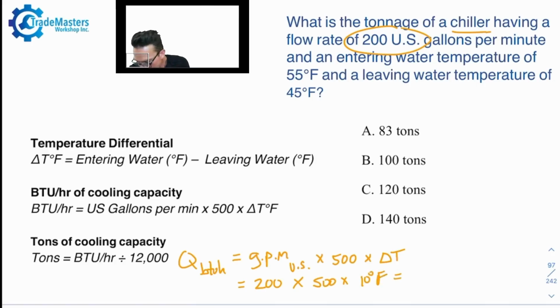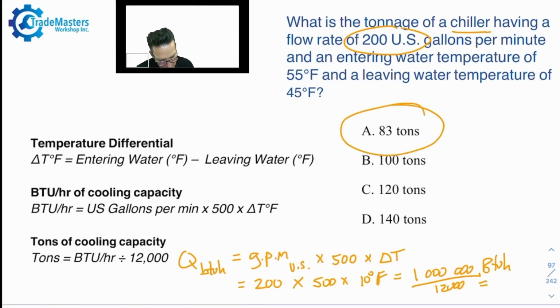Okay, so we'll quickly multiply all that out. 200 times 500 times 10, and we end up with 1 million BTUH. But our question's asking about the tonnage. Well, we need 12,000 BTUs per hour for every ton. So I'll just take that number, divide by 12,000, and see what the answer is. So divide by 12,000, and you end up with 83 tons. In fact, I calculate 83.3 tons, but the closest answer in our options is 83.